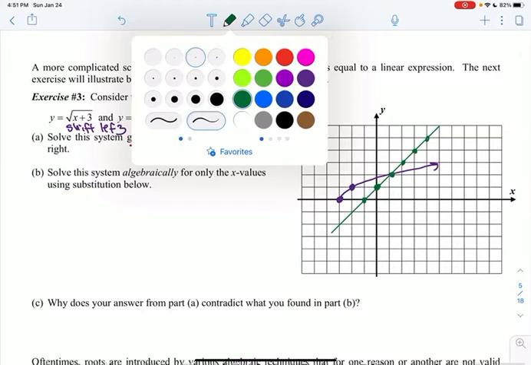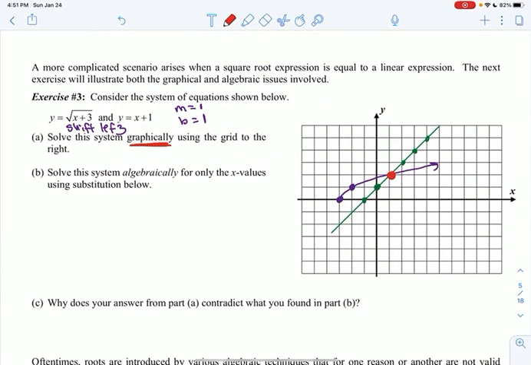The solution I'll do in red. The solution is right here at 1, 2. So I solved it graphically.